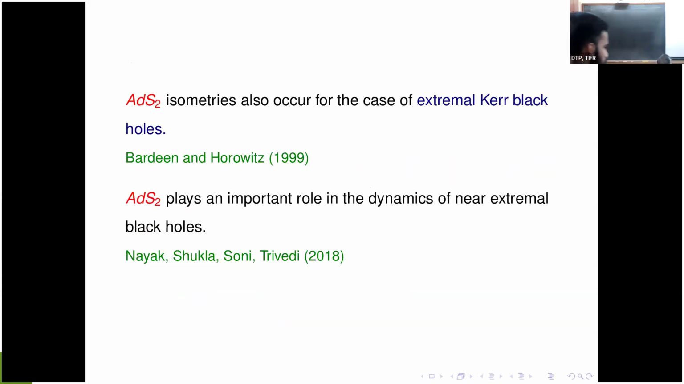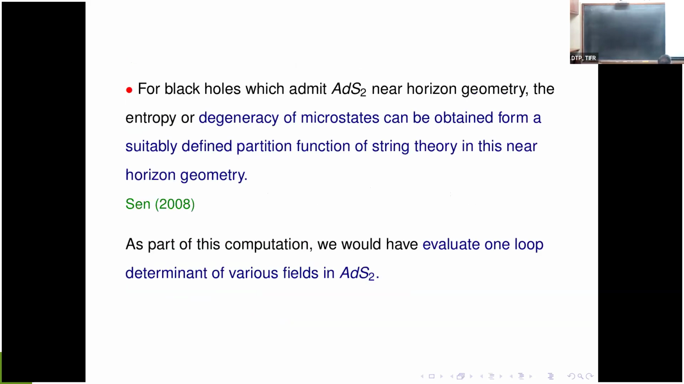It also occurs in extremal Kerr black holes. The isometries are not exactly AdS, but isometries occur. And now, very recently, I think these authors, as well as several others, have shown that AdS2 plays a very important role in near extremal dynamics as well. One is usually interested in the black hole entropy or its partition function. In such cases, you would like to count the degeneracy of states. For that, we need to evaluate the partition function of string theory on this geometry.